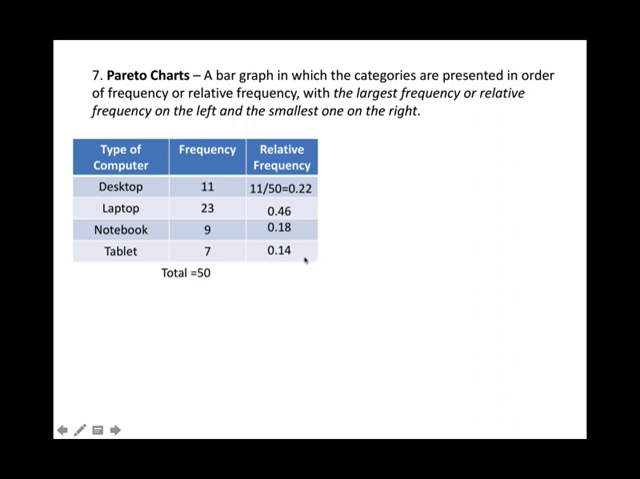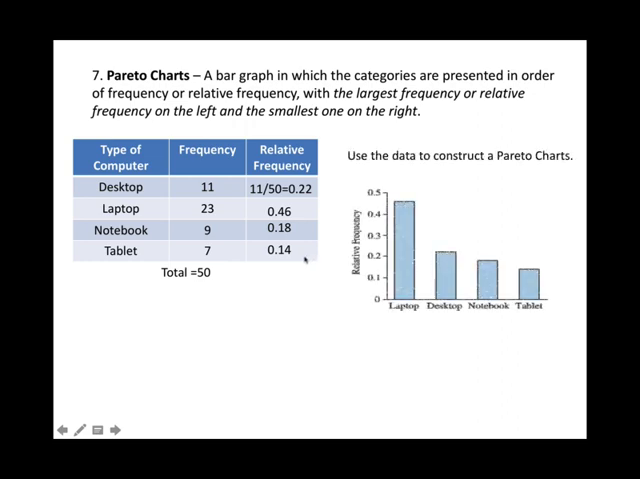Okay, so the Pareto chart is arranged according to the frequency. The largest frequency is on the left, the smallest frequency on the right here.